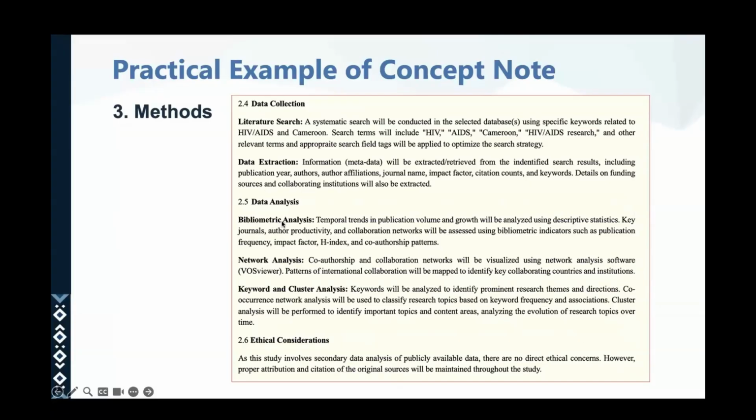We're going to use bibliometric analysis methods. We're going to use network analysis methods and the software VOSviewer for it. And we also intend to do some keyword and cluster analysis. So we describe briefly how we're going to do all of that. This is not particularly mandatory because we are getting secondary data, but we, however, still mention it. And we also touch particularly on the idea that we ensure that all the sources are cited appropriately.